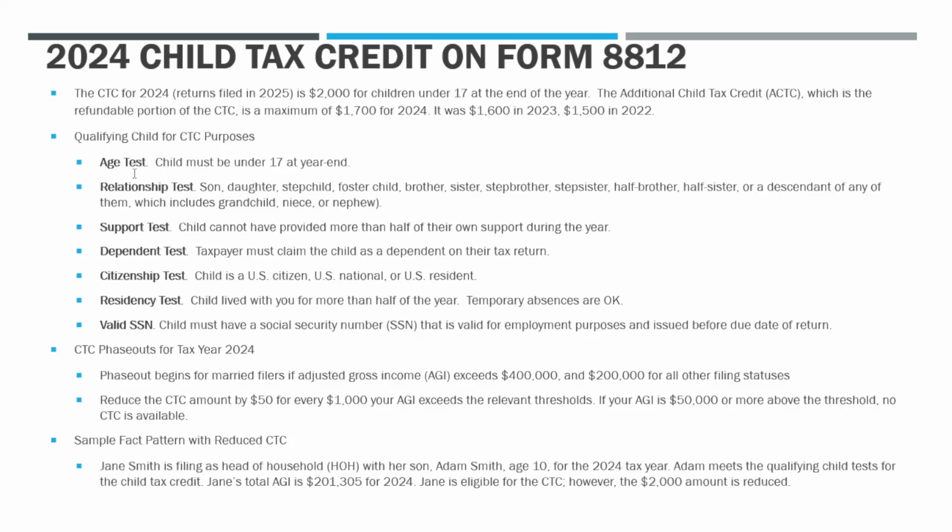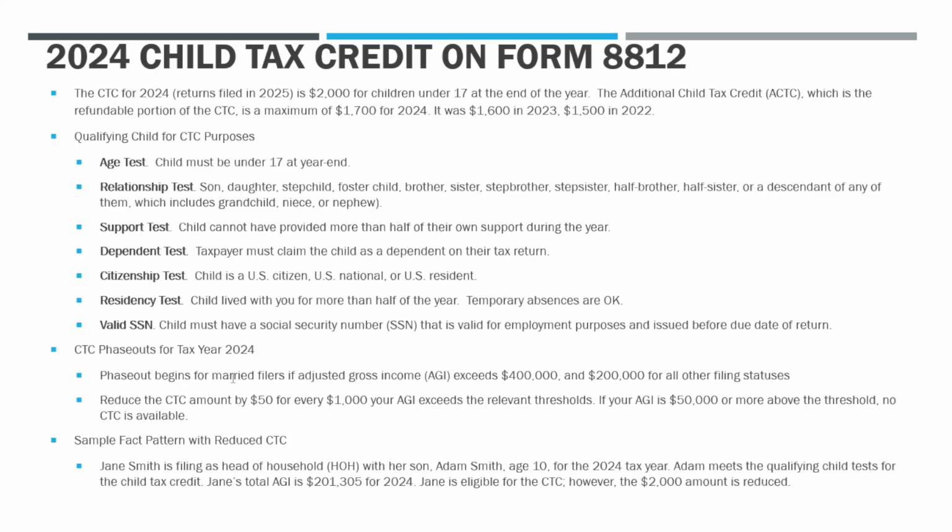So in addition to the age test, there are these other various tests that they must meet, right? The child can't provide more than half of their own support, and they must meet the dependency test and the citizenship test. You need a valid Social Security number for the child. That's also really important. So if you have all those elements and they qualify, you can claim the credit.